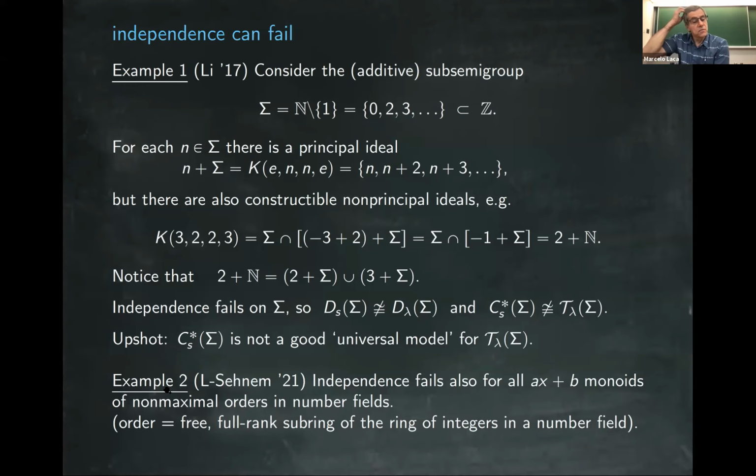More interestingly, perhaps, with Sehnem, when we proved our results, we started looking at other failures of independence, and we managed to prove that independence fails for all ax plus b monoids of non-maximal orders in number fields. Here, when I say order in a number field, it is a full rank subring of the ring of integers in a number field. So if you don't take the whole ring of integers in a number field, but take a full rank subring, that's called an order, and it fails independence in an essential way.